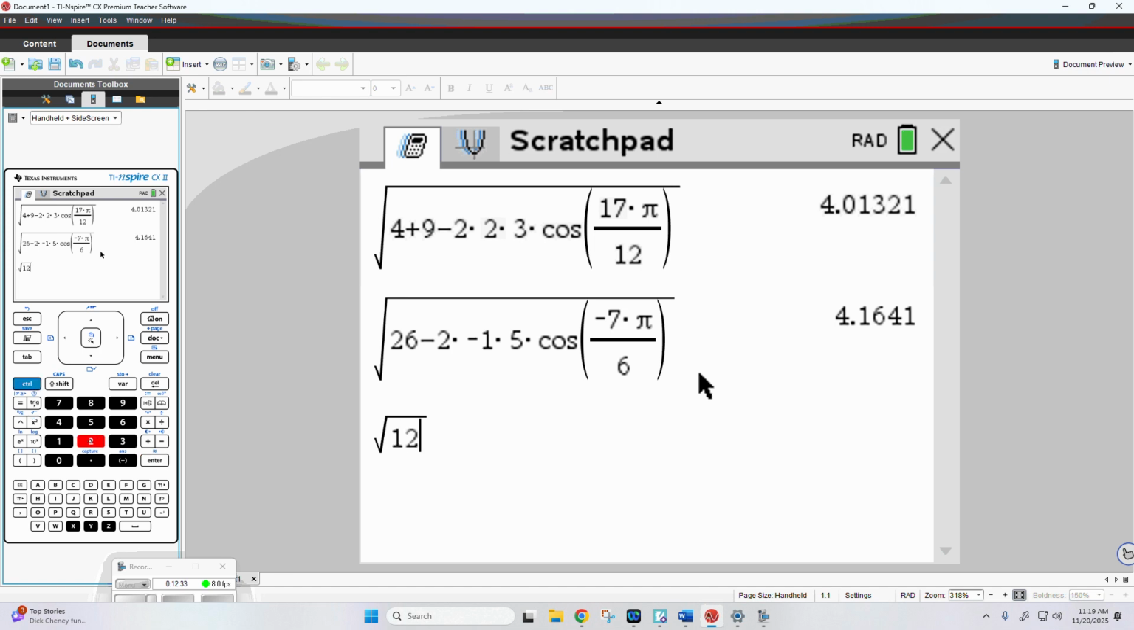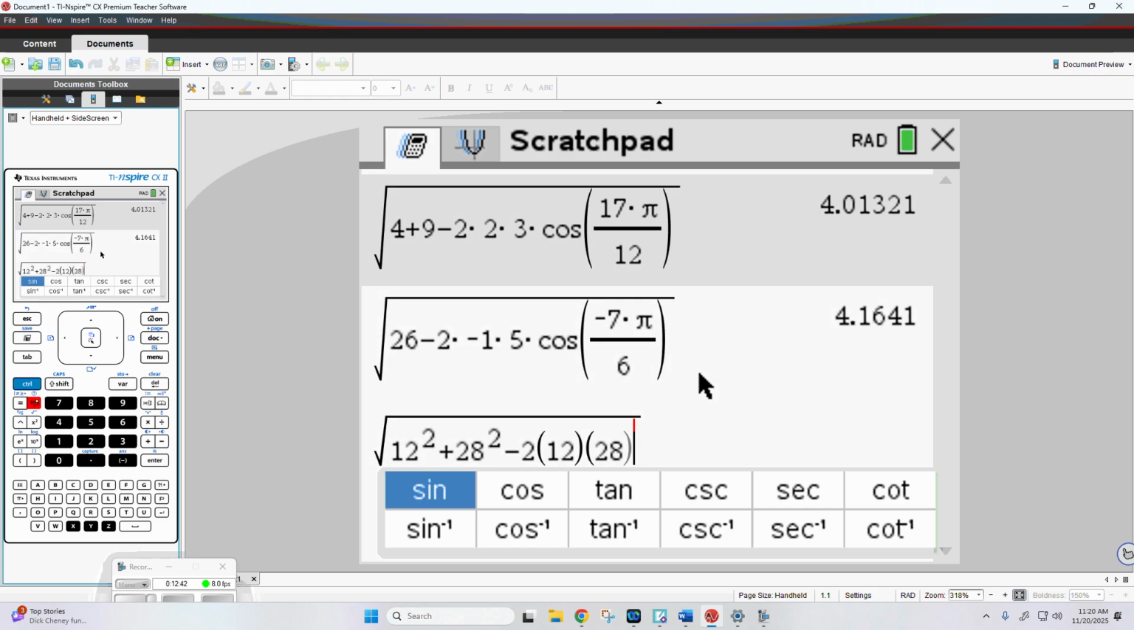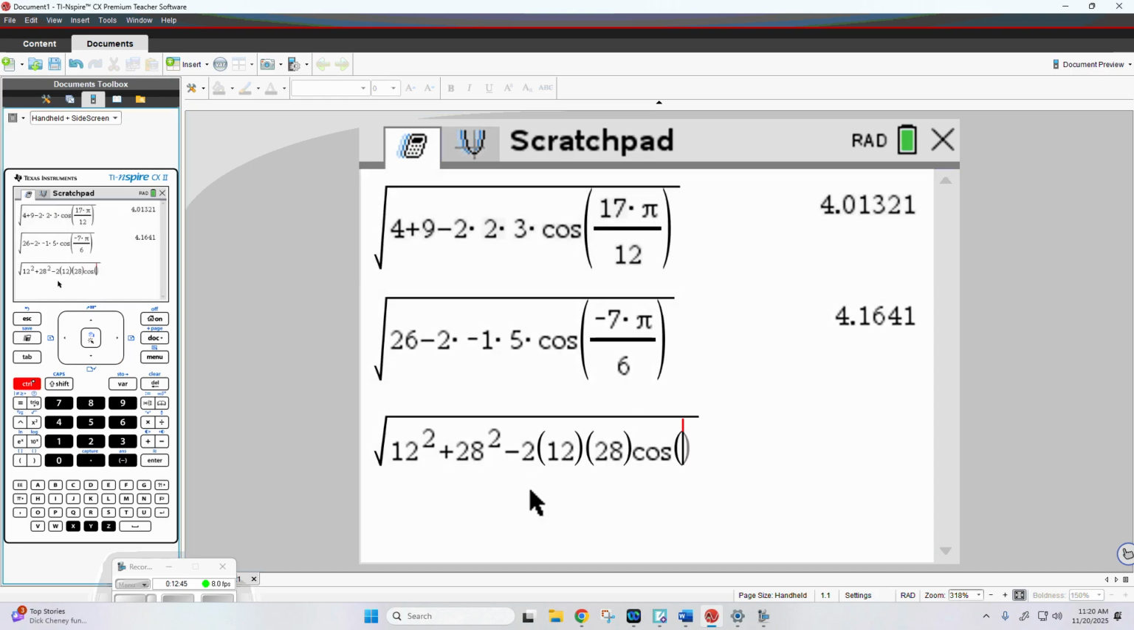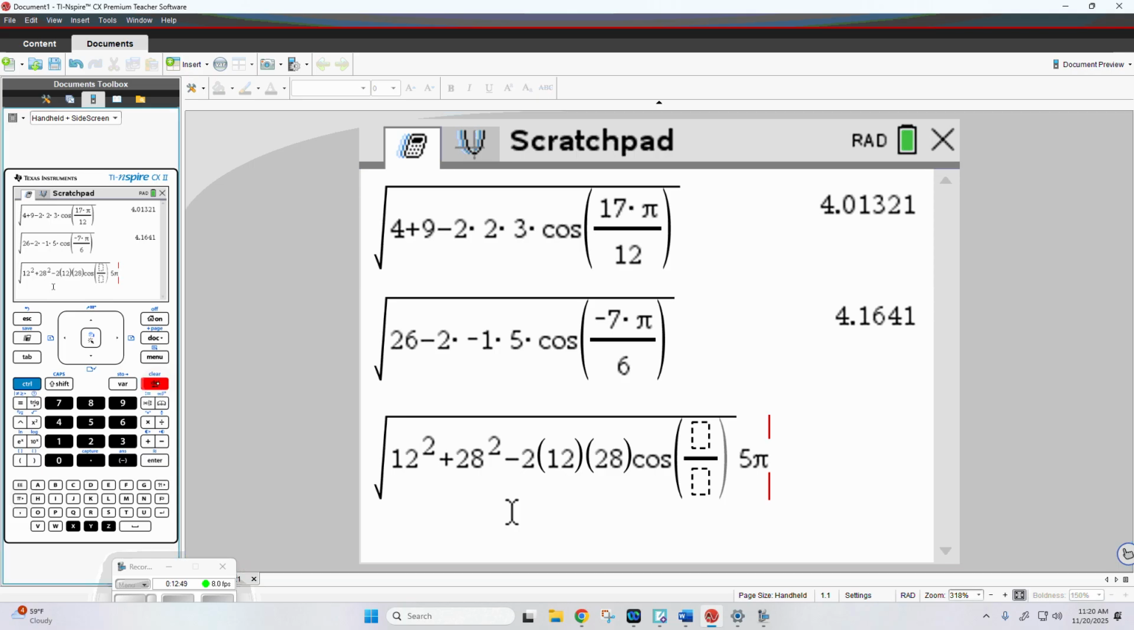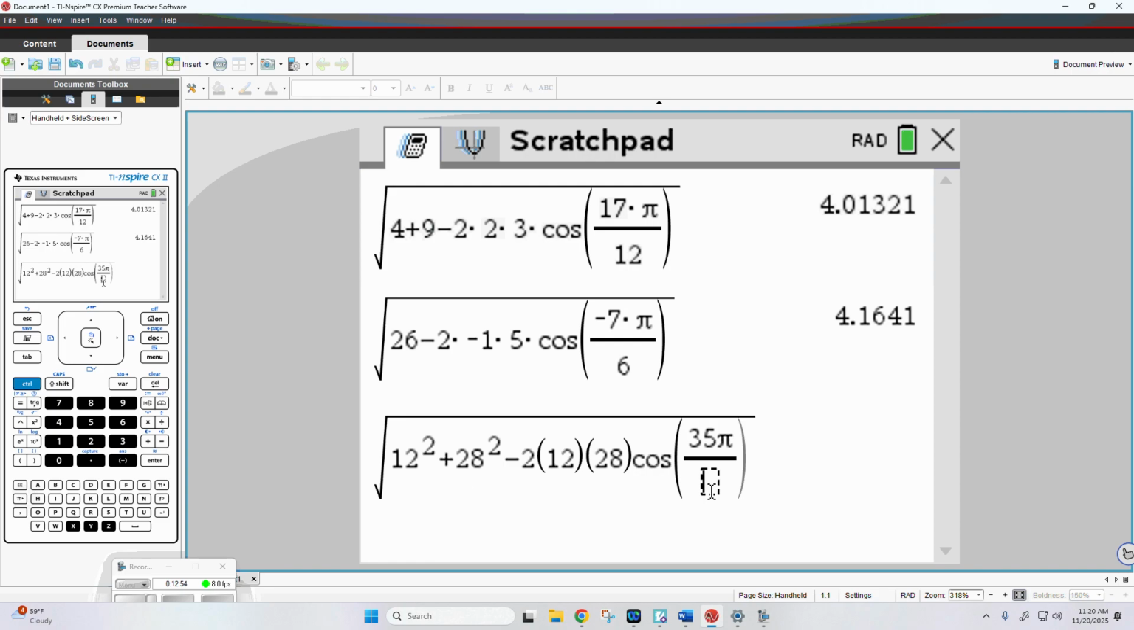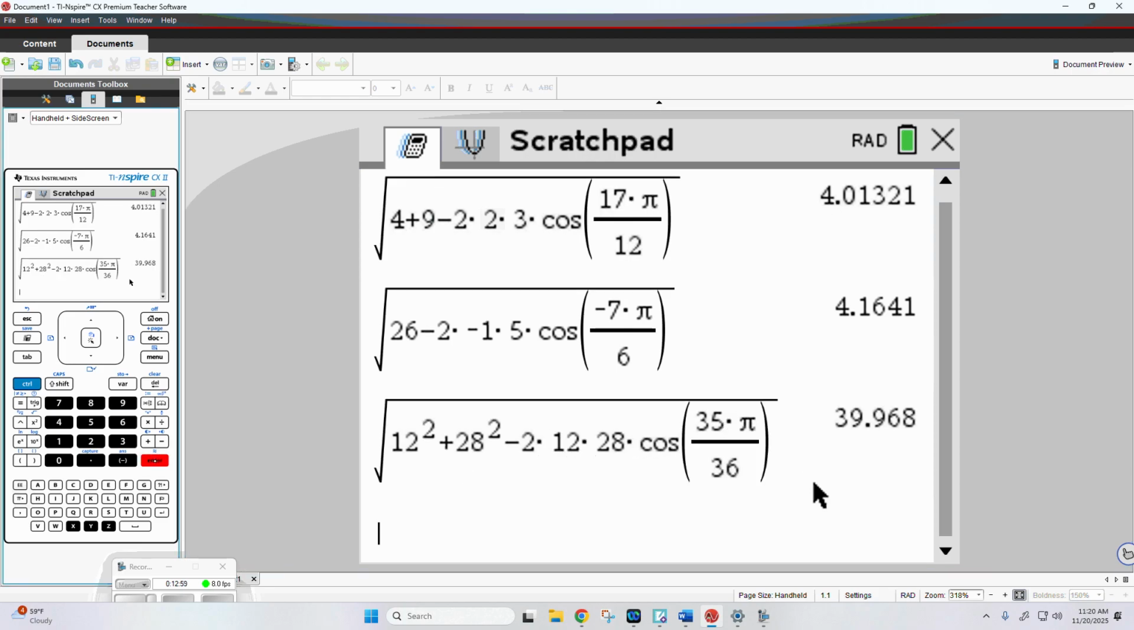Let's see here. So 12 squared plus 28 squared minus 2 times 12 times 28, times the cosine of, we need 35 pi. That is not what I need. I need 35 pi over 36. Okay. So there's my 39 point... Oh, that one's 97. I'm sorry, I was off by 0.01. All right. But there we go.